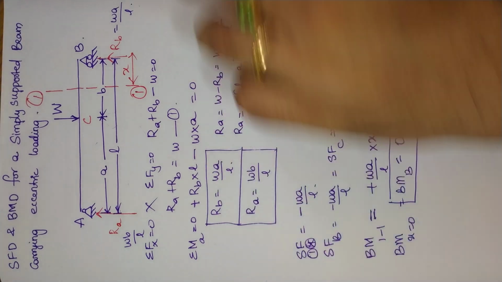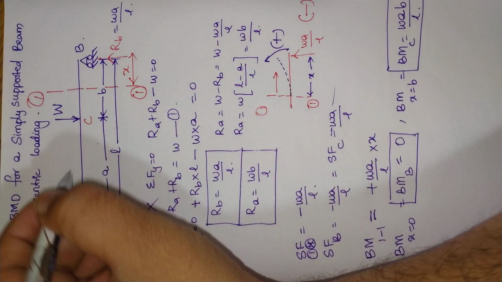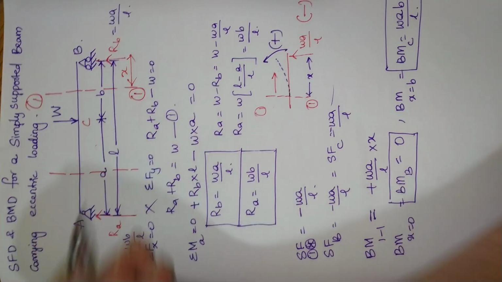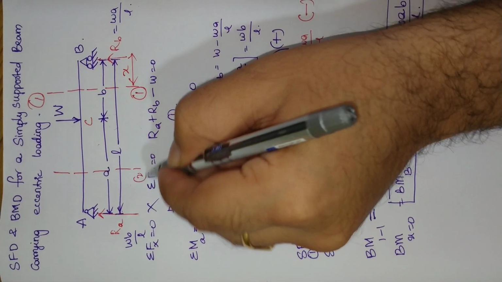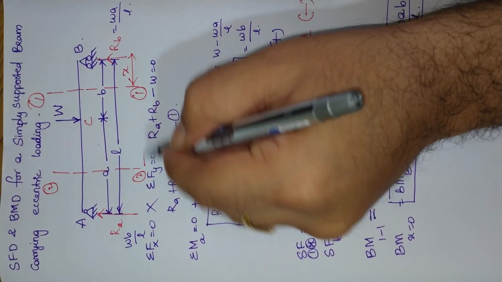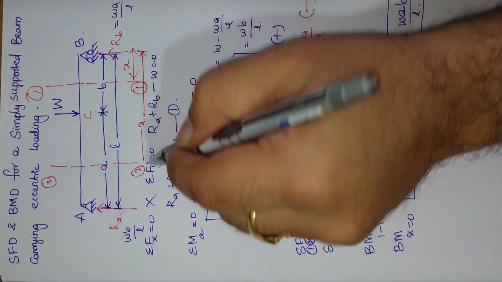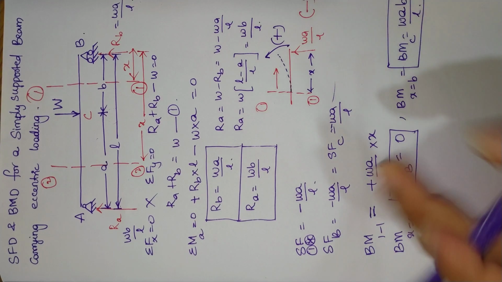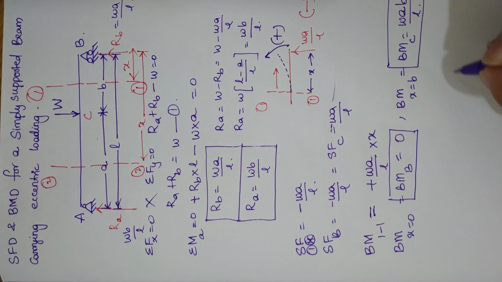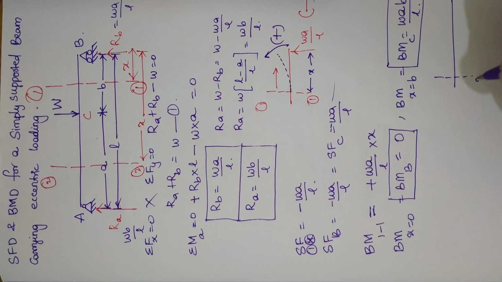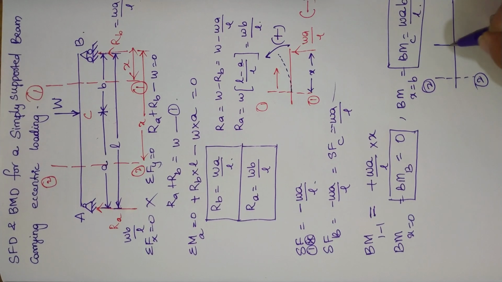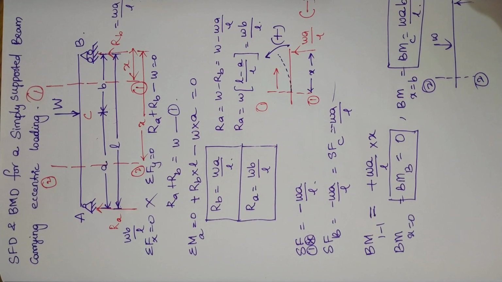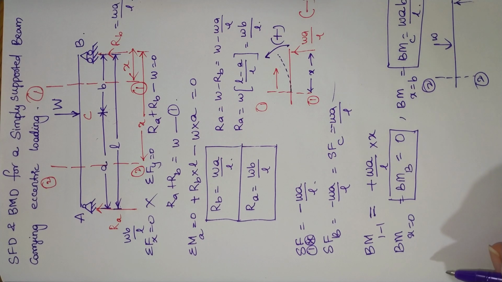Similarly, I'll take a section in between A and C. Let us take a section in between A and C. Now this section, let us call this one as section 2 and 2. This section is again located exactly at a distance of x from small b, from B. Same thing again, towards right side of the section 2 and 2, we have two forces. This is W and this one is WA by L, right? Now the algebraic sum of all the forces acting towards right side of the section.